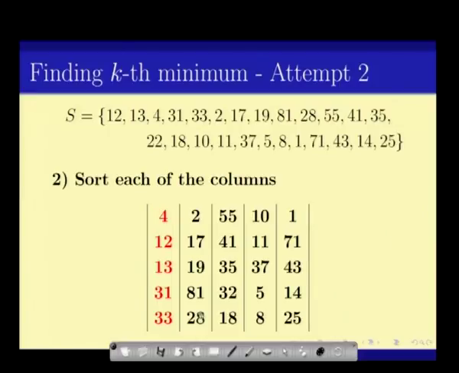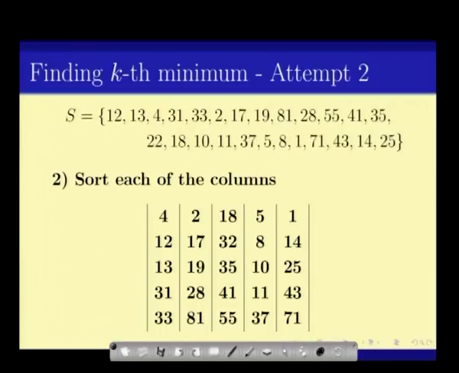Similarly, we will take each of the columns and sort each of the columns, and thus we get a sorted list of numbers. Note that each of the columns is sorted. That does not mean there is any relation across the columns, because we have arbitrarily split this set S into 5 parts. So, we cannot say anything about how this looks or what the median of this set is.